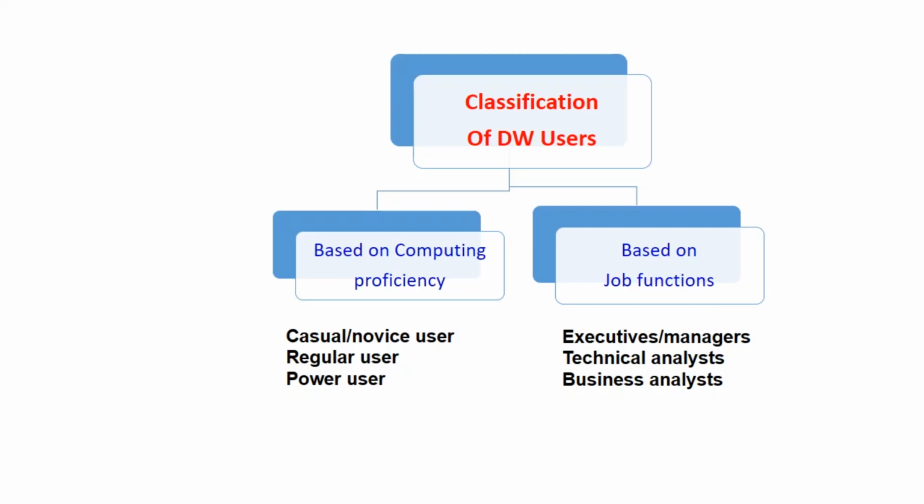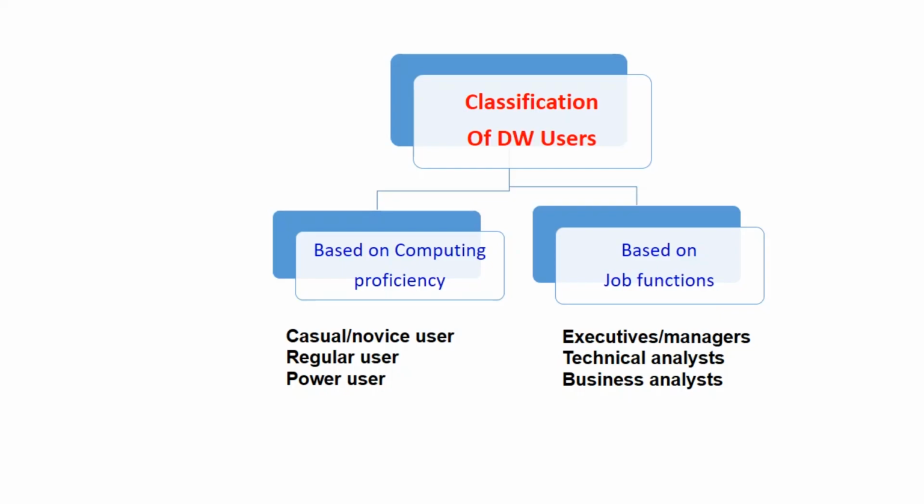So this is the classification of data warehouse users. Based on computing proficiency, I can have casual or novice users, regular users, and power users. What are power users? Let me tell you. These users are well versed and highly proficient with technology. They are capable of creating reports and executing queries on their own, and can even write macros and scripts for the applications. And based on job functions, we have executives or managers, technical analysts, and business analysts.